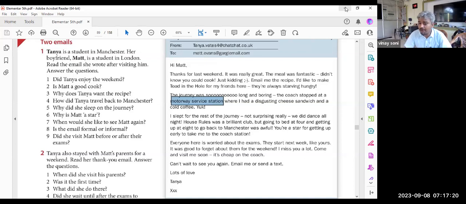House Rules was a brilliant club, but going to bed at 4 and getting up at 8 to go back to Manchester was awful. Going to bed at 4 and getting up at 8 means sleeping only for 4 hours. To go back to Manchester was awful.